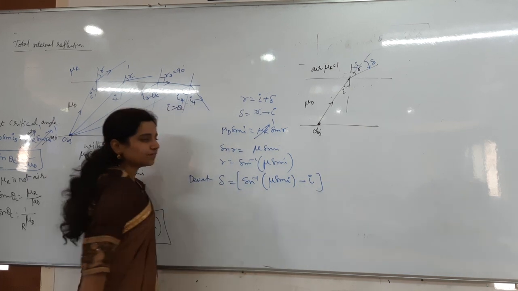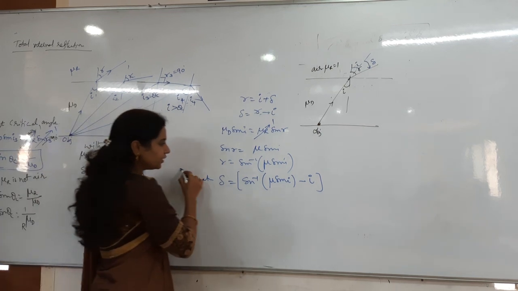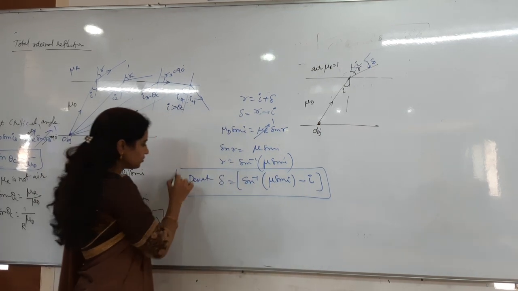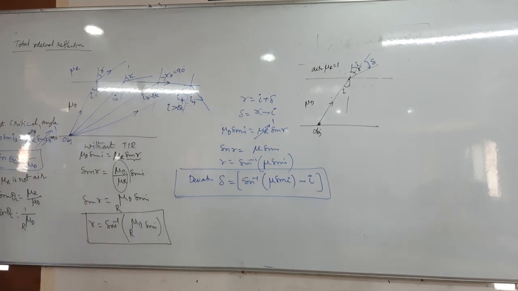This is the formula of deviation, and there is no need to feel it is difficult to remember. There is no need to remember it at all, by the way. You will get it by the derivation only. If you try to remember it, you will get confused and remember the wrong formula.